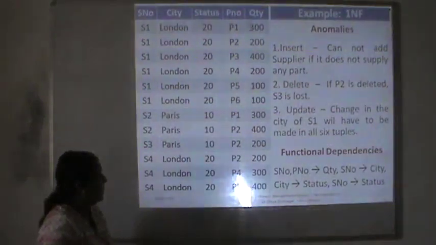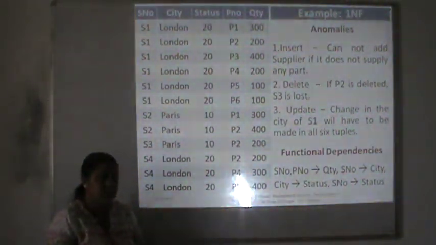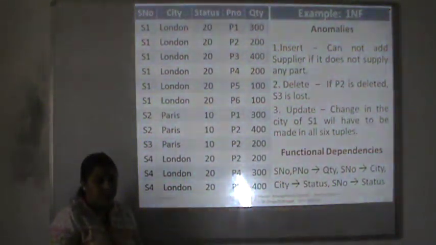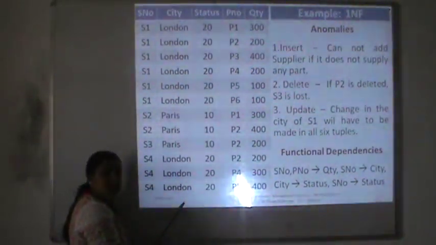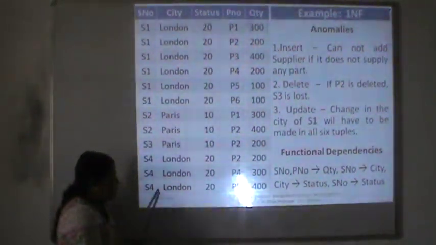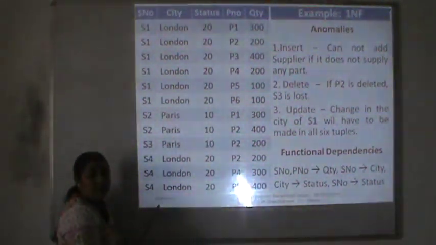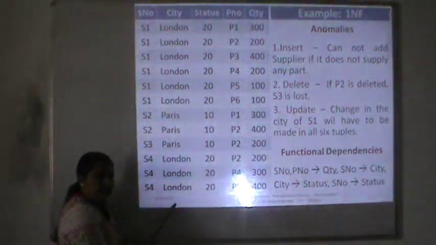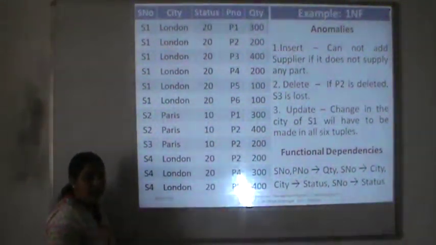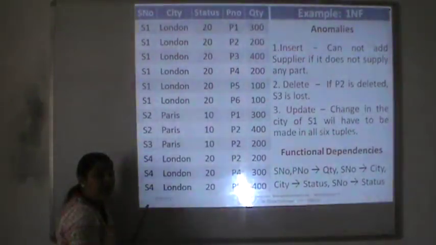Apart from this, can we add information about a city and its status? Now, to add the status of say Athens, I'll just have the value of the city Athens, and maybe the status of Athens is 30. But since no supplier resides in Athens, I cannot add this information into it, because in that case supplier number and part number and quantity will be null. And since supplier number and part number are key attributes, they cannot have null values.